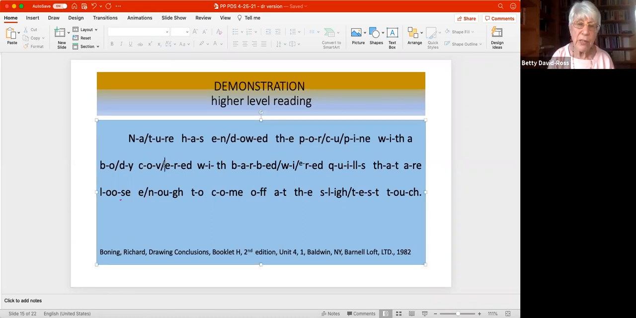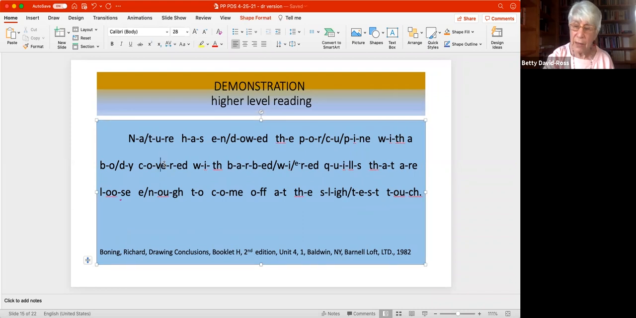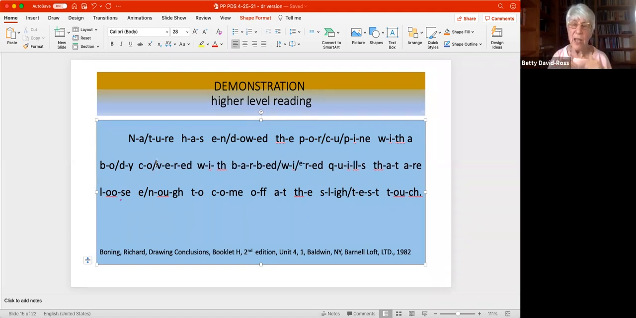And if I were working with students, I would do the same thing I'm doing right here. I'd say, wait a minute, I don't say that. I say this. I have to pay attention to what I'm saying. So now I have covered. And then the second syllable.